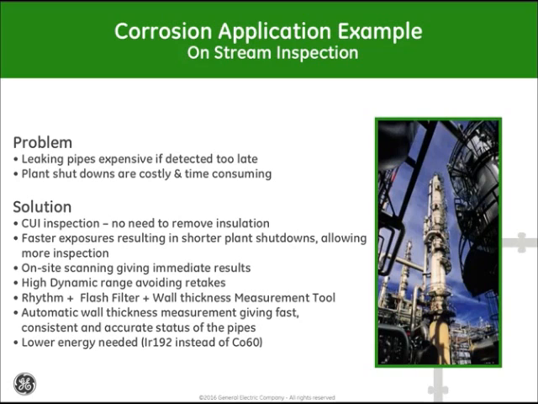The use of profile radiography and CUI, or corrosion under insulation, allows us to take an X-ray image of a pipe, of a valve, of a steam trap with much faster exposure times, high scanning, high dynamic range, so that we don't have a whole lot of retakes. And then through the application of flash filters and wall thickness measurement tools, we can get very good traceable data and traceable images for evaluation of that corrosion.